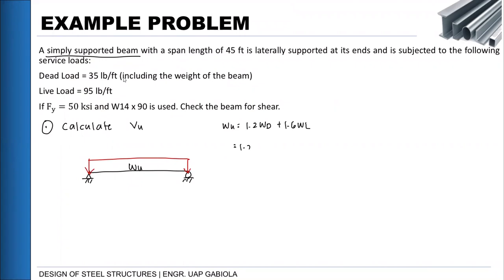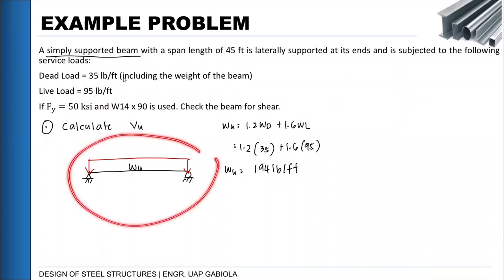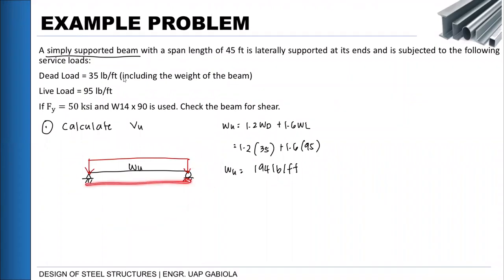So, that will be 1.2 times 35 plus 1.6 times 95. Yung W natin. So, ultimate, ibig sabihin, ultimate uniformly distributed load. That will be 194 pound per foot. Okay? Ang kailangan natin ay shear. Okay? So, meron lang tayong simpleng condition. Ito lang yun. Simple beam na may uniformly distributed load. Kailangan natin ng maximum shear.